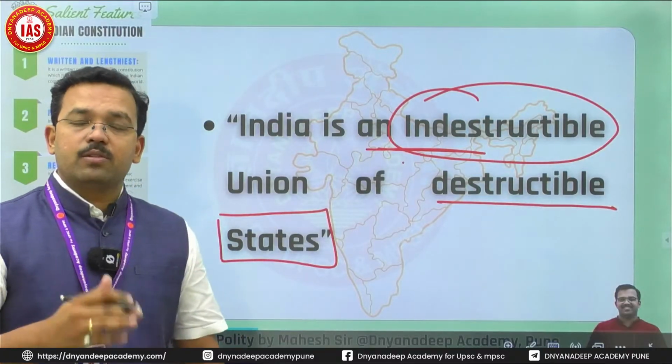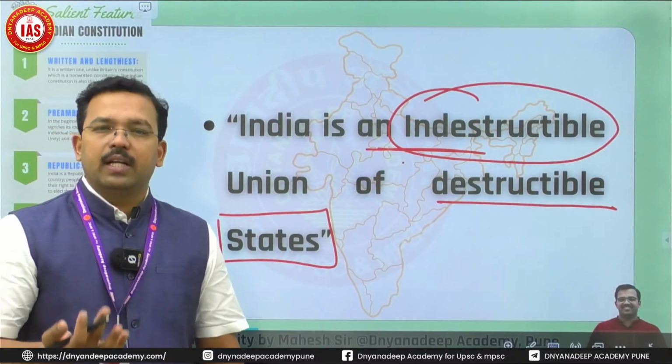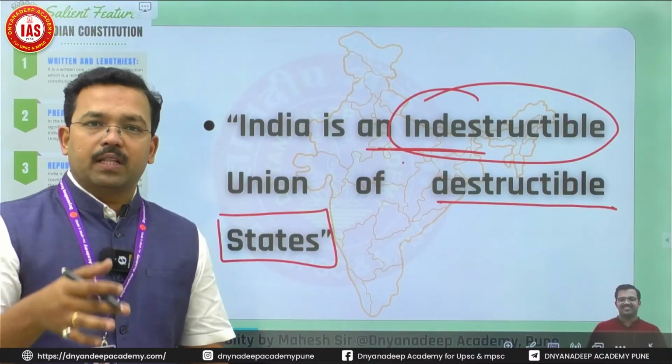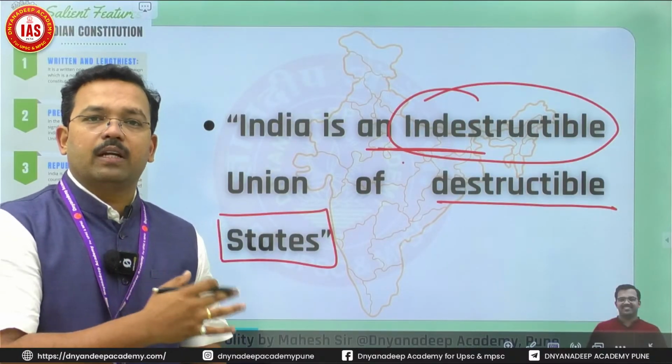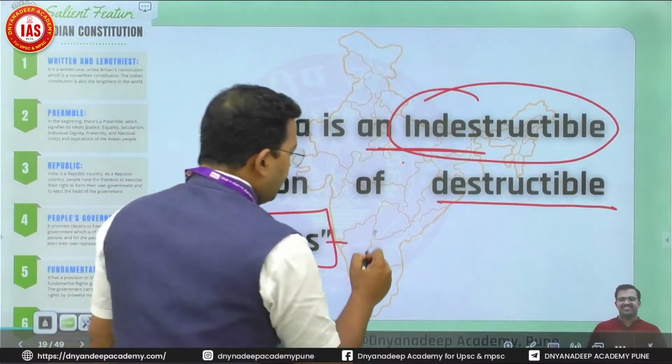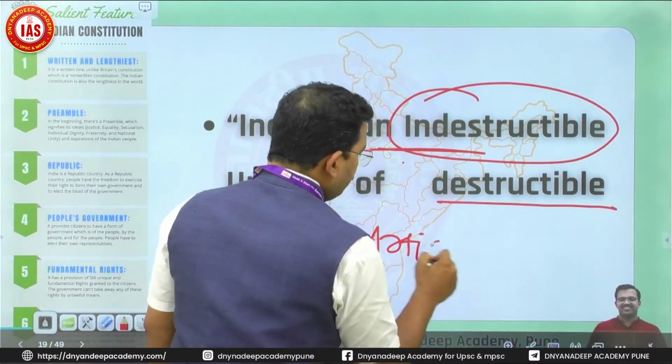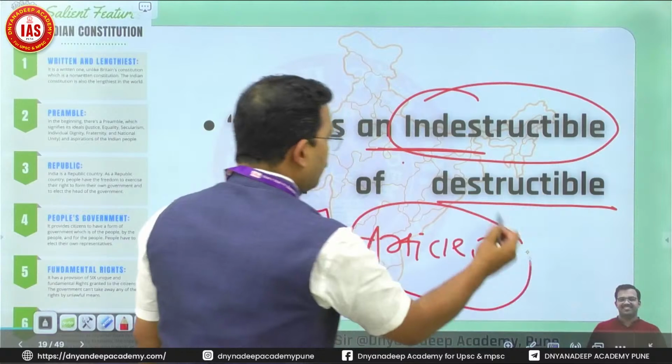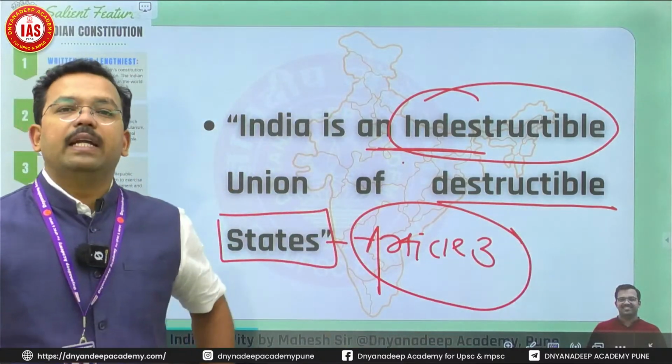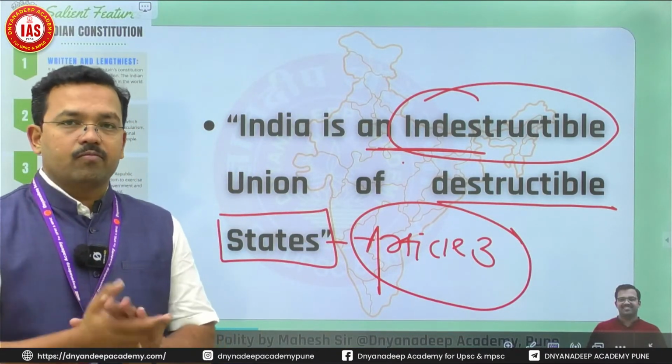मगर हम स्टेट्स को डिस्ट्रॉय कर सकते हैं. डिस्ट्रॉय कर सकते हैं मतलब तोड़ नहीं सकते. The word is different. मतलब हम स्टेट के एरिया को, बाउंड्री को छोटा कर सकते हैं. Under which article? Under Article 3 of the Indian Constitution. Under Article 3 of the Indian Constitution. Correct?